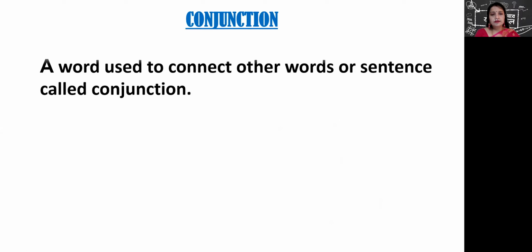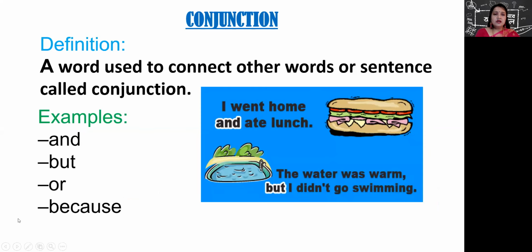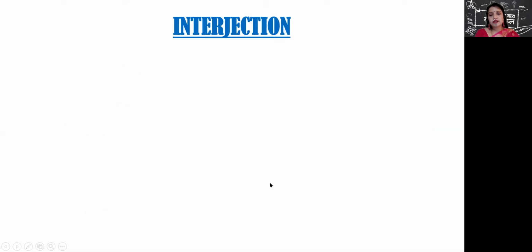Conjunction. Next one is conjunction. The definition of conjunction: a word used to connect other words or sentences is called a conjunction. Understand, my dear students? Please write down. Here are some examples of conjunction: and, but, or, because, etc. Here are two sentences. I went home and ate lunch. Here, and connects two parts, and is the conjunction. The water is warm, but I did not go swimming. Here, but is a conjunction. Understand, my dear students?